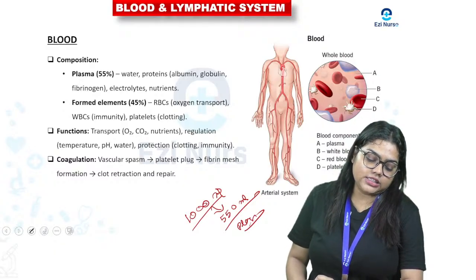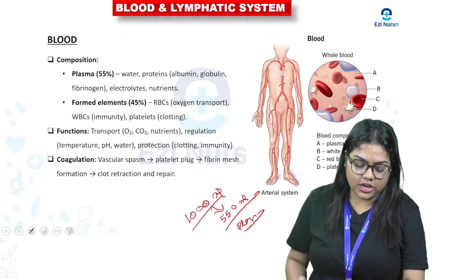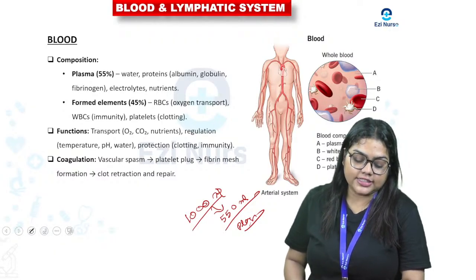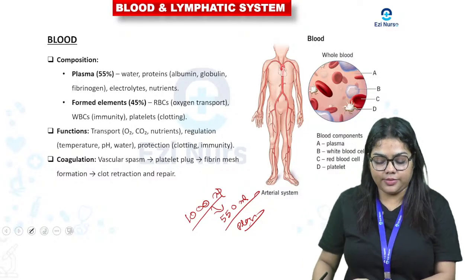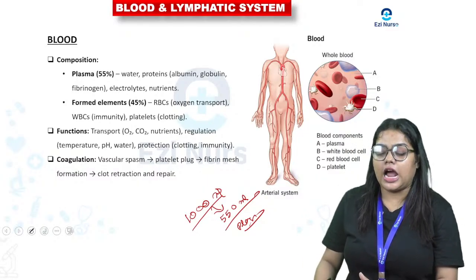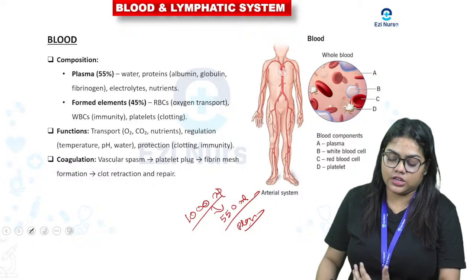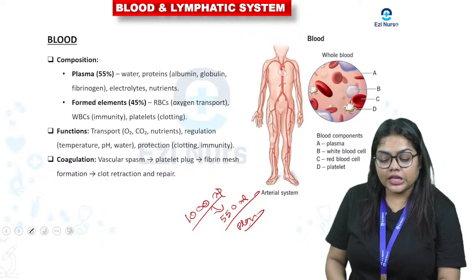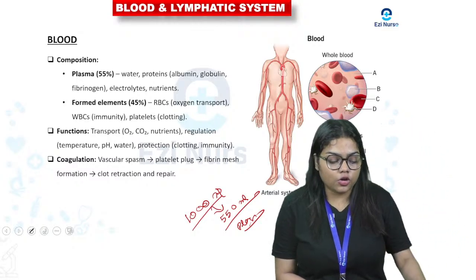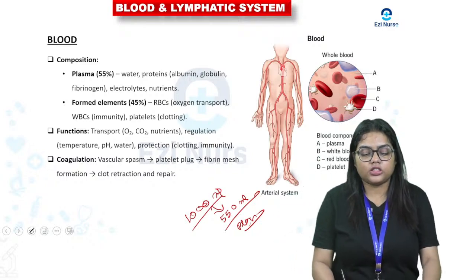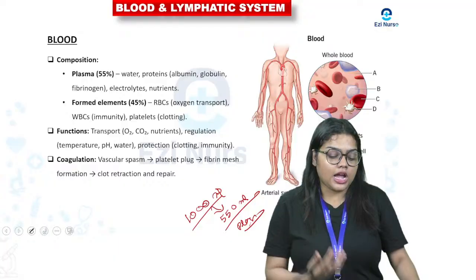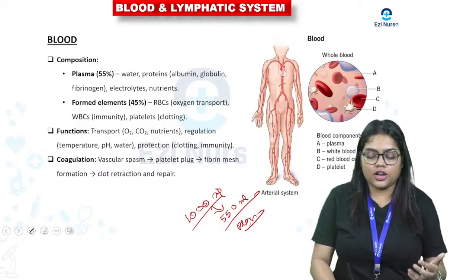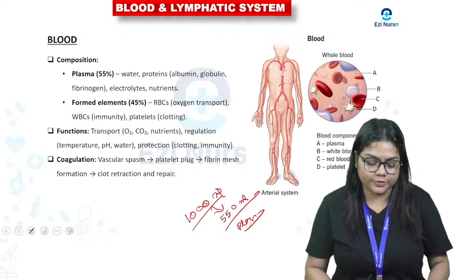Plasma contains water, proteins like albumin, globulin and fibrinogen, including electrolytes and different kinds of nutrients. Then formed elements, which make up 45%, include RBC or red blood cells, which help in oxygen transport, WBC or white blood cells, which help in immunity, and platelets, which are involved in the clotting of the blood. Now functions: it helps to transport oxygen, carbon dioxide and different kinds of nutrients, regulation of temperature, pH and water, and protection like clotting and immunity.